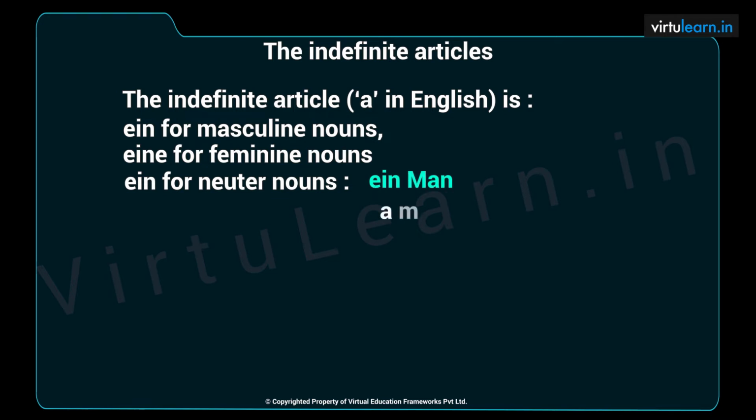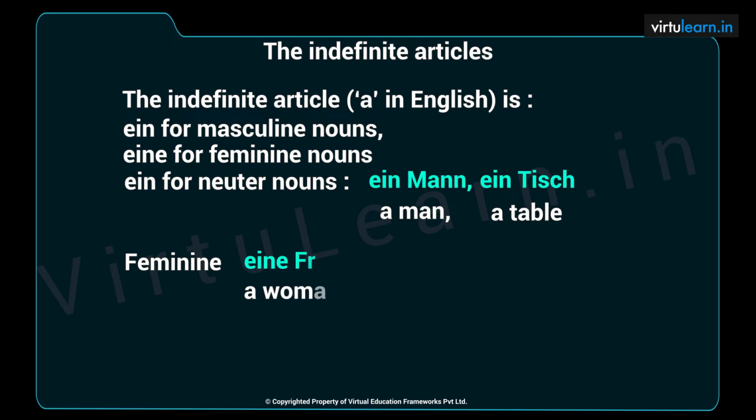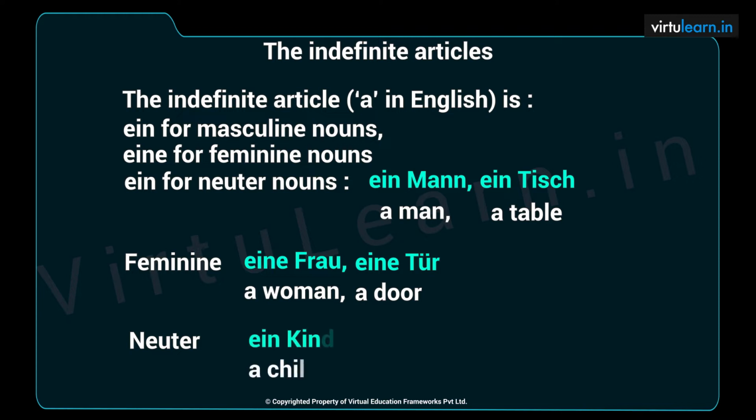Ein Mann, ein Tisch. Feminine, eine Frau, eine Tür. Neuter, ein Kind, ein Fenster.